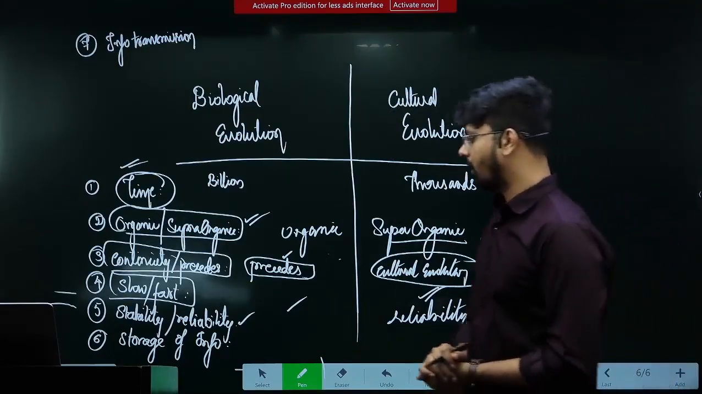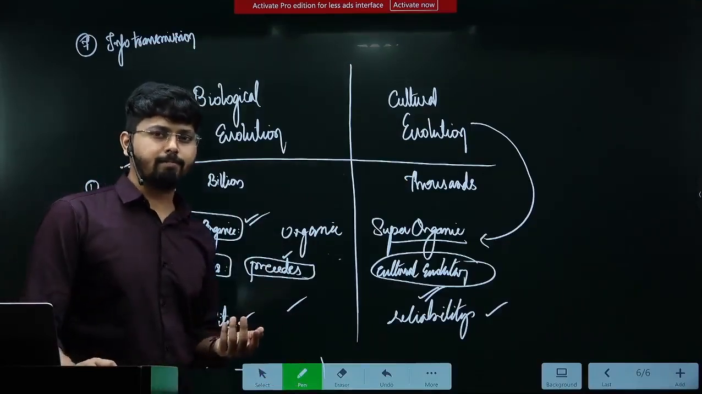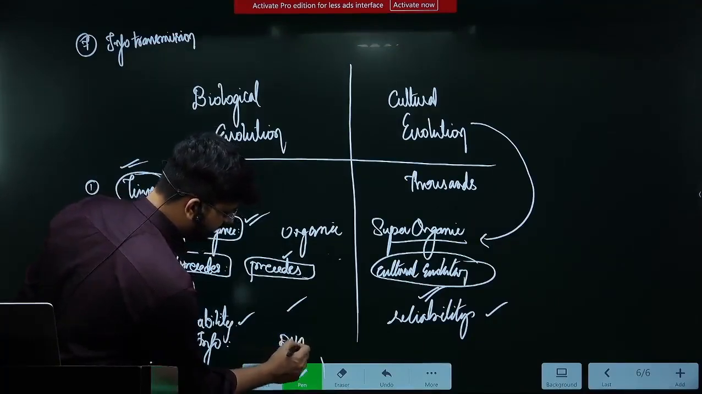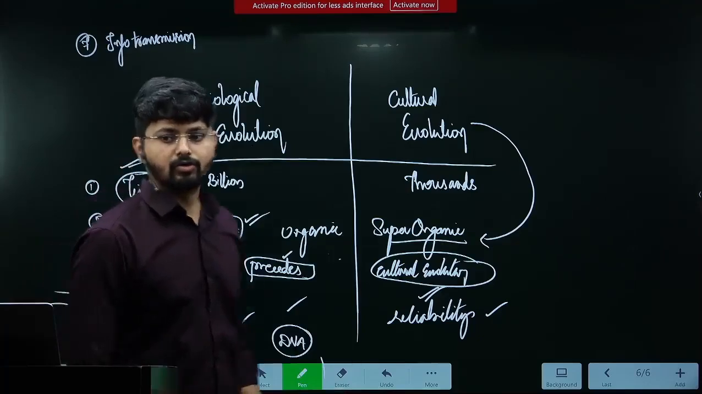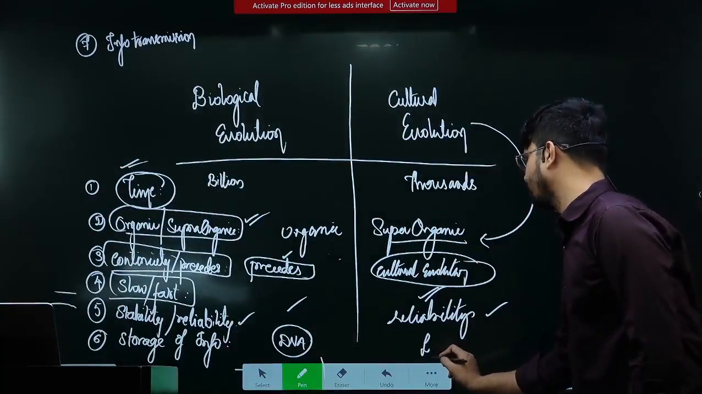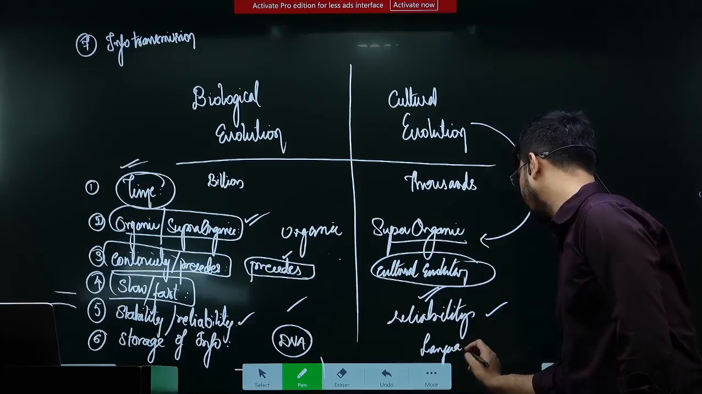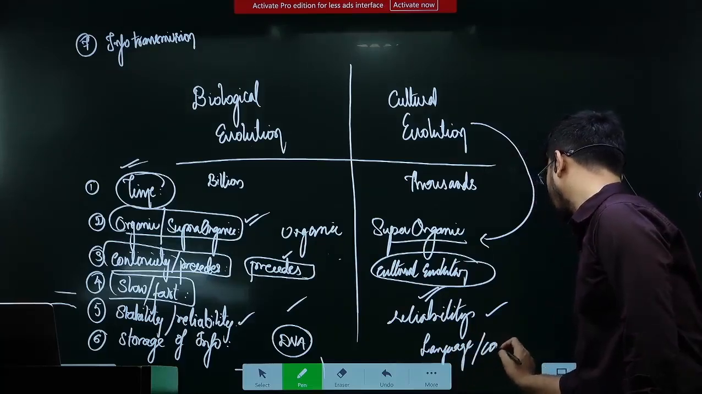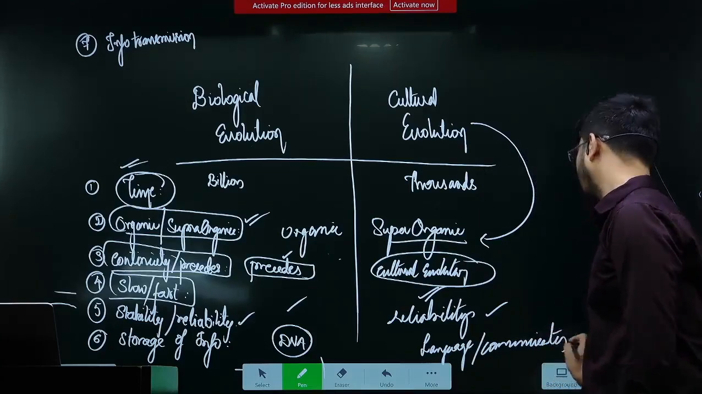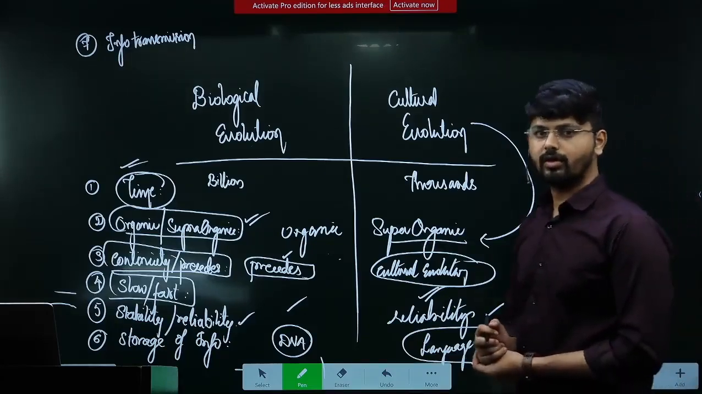And next, where do you have the storage of information? In biological evolution, storage of information is within DNA, and here it is through language and communication. Through language and communication you store the information.